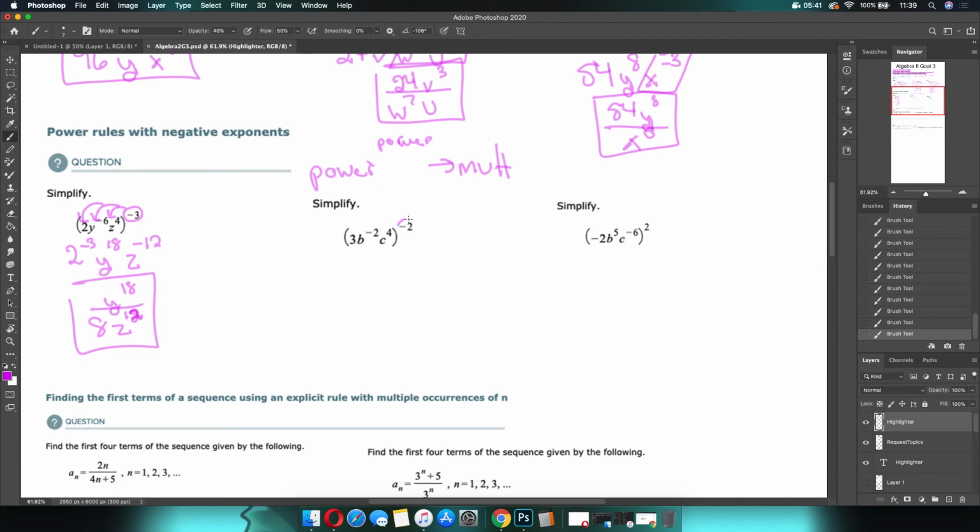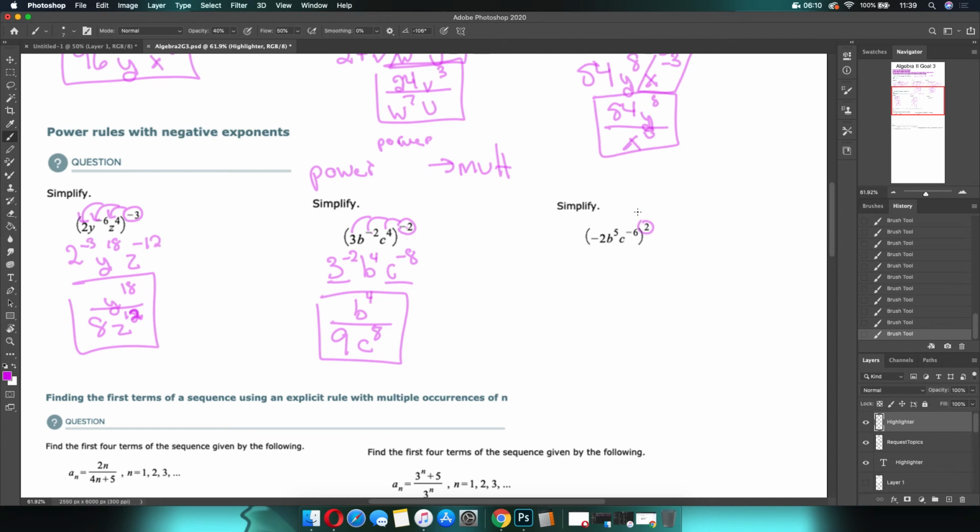So we're going to take our exponent and distribute it to everything inside. So that's 3, -2. B, -2 times -2 is +4. C, 4 times -2 is -8. And I already see some things that are not where they should be. B is where it's supposed to be, so we're not going to move that. 3 squared is 9. C to the 8th.